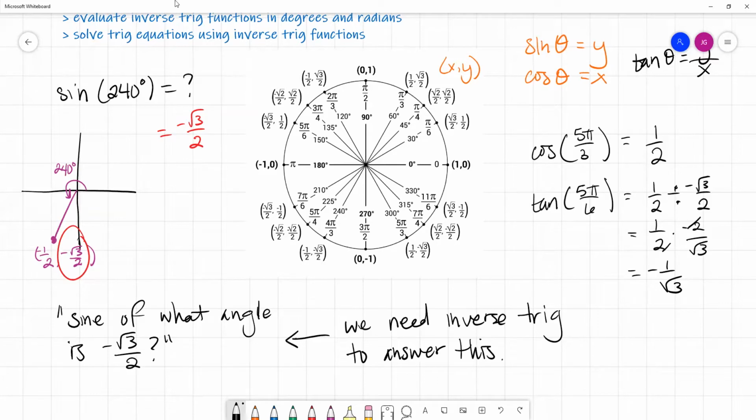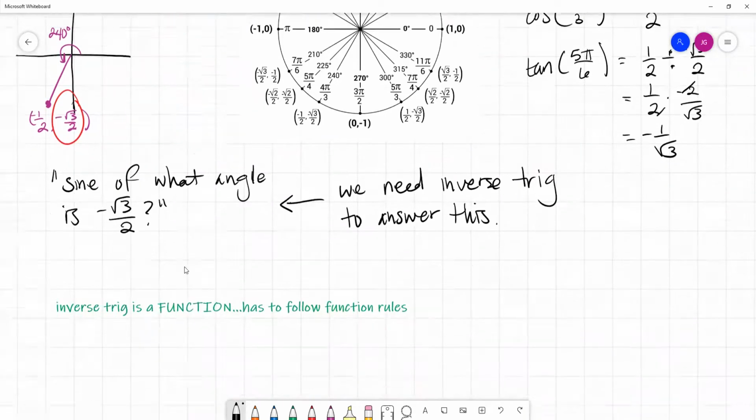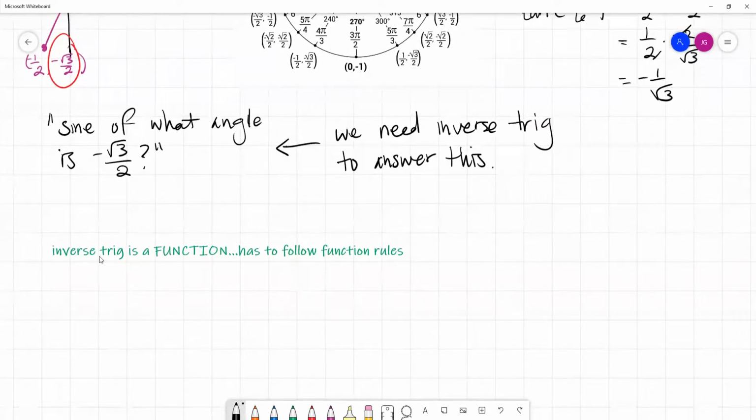Okay, it's not as simple as saying, oh, it's 240 degrees, right? Because the issue is that whenever we use inverse trig, it's a function, so it has to follow function rules. The main one being for every input, there is exactly one output, right? And so if I input an angle, I should only get one answer. But then when I do inverse trig, when I input a number, I should only get one angle.